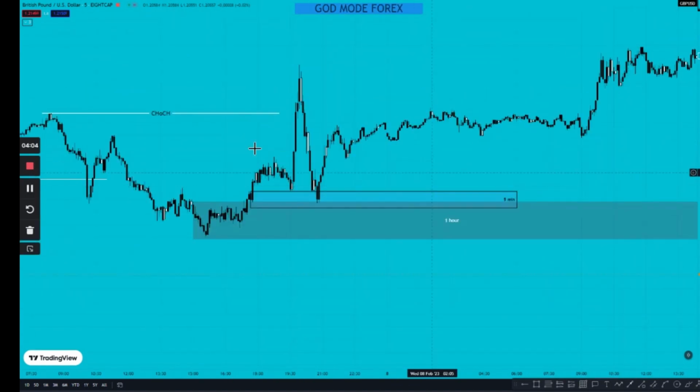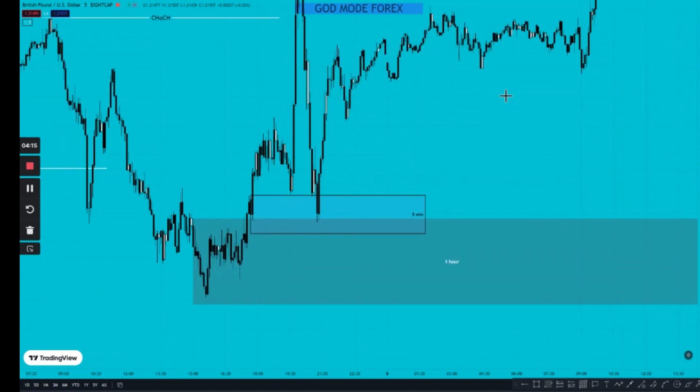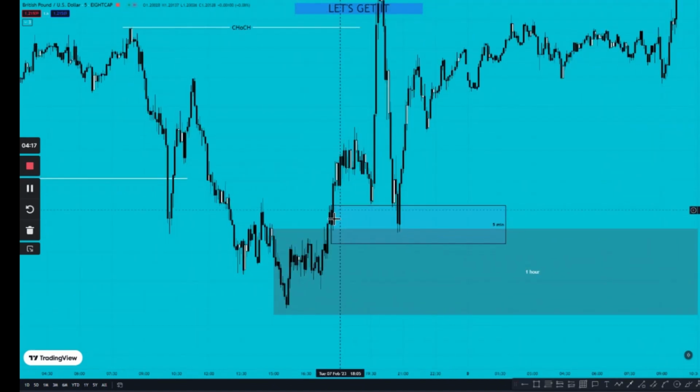So as you can see, the market tapped into our 1 hour order block and then also into our 5 minutes order block. The reason why we chose this order block is actually quite simple, guys. Let me zoom in so that you guys can see what I'm seeing here and move this aside just a bit. As you can see, when you look down here, everything has been mitigated.